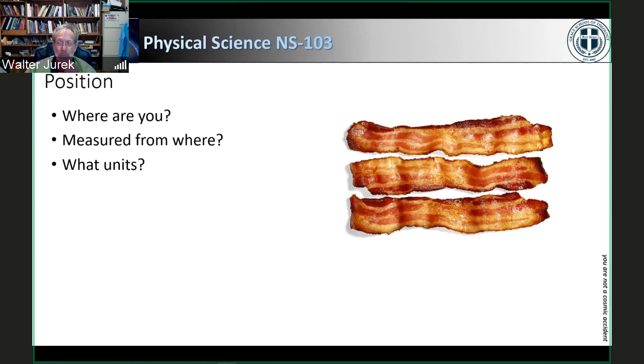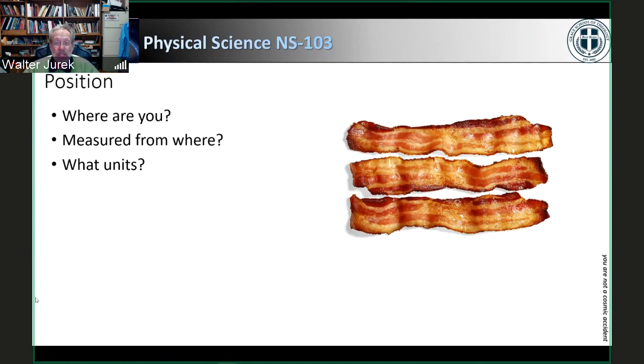And at this point, you may be looking at the screen and going, why does he have a picture of bacon on the screen? Well, for my physics students, one of the things I hammer home repeatedly is that if you pay attention to the units, it will save your bacon. Units are important. And I'll give you some examples here as we go along.